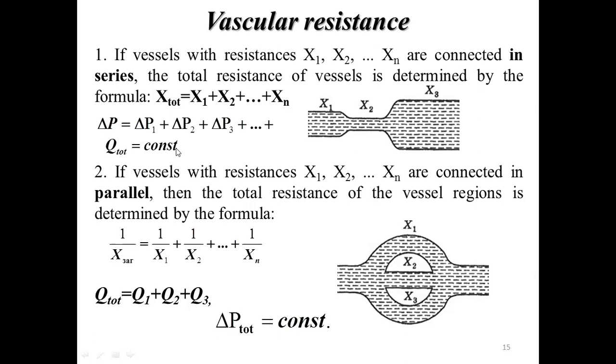When our vessels are connected in parallel, when we have such branching of our vessel into smaller ones, we have a formula for resistance of parallel connection. The inverse total resistance represents the sum of inverse resistances of each such branch. Volumetric velocity is equal to the sum of volumetric velocities in each parallel branch, but the total gradient of pressure remains constant.